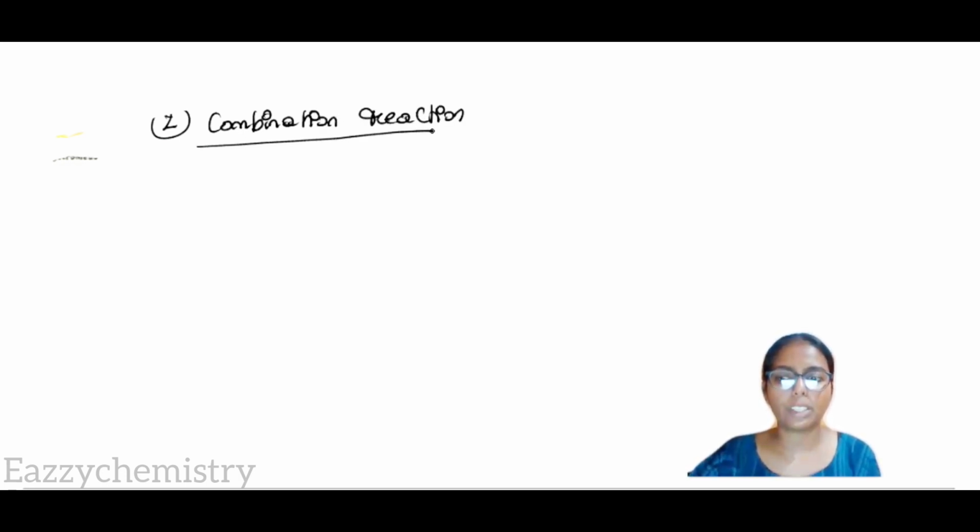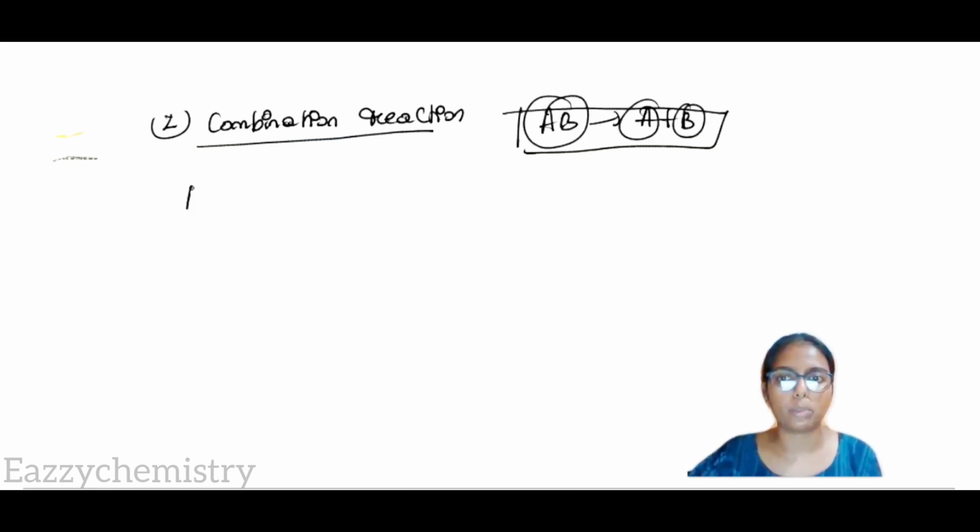So, combination reaction is just the opposite of decomposition reaction. In the decomposition reaction, AB splits into A plus B. Here it is just the opposite: two simpler compounds combine to form one complex compound. For example, A plus B gives rise to AB. This is the general form of a combination reaction.